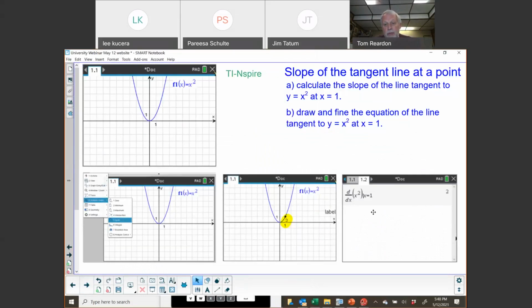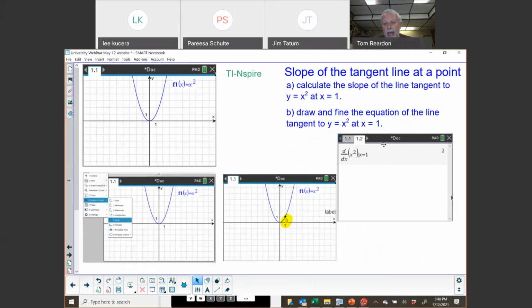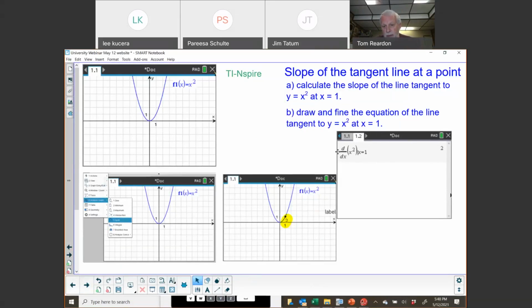In fact, I did use the Nspire without the CAS here. It'll show me taking the derivative at x equals 1. And again, the directions are here. So if you have that, go back and get these slides, and you can walk yourself right through these.